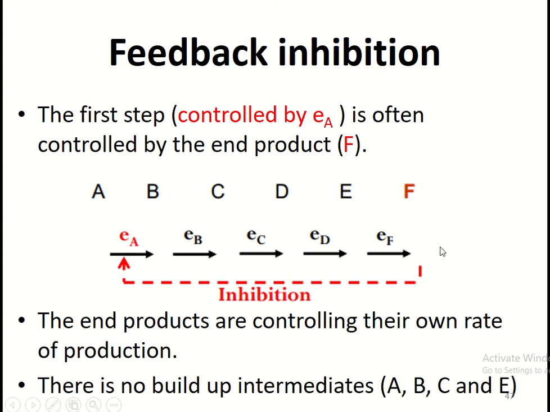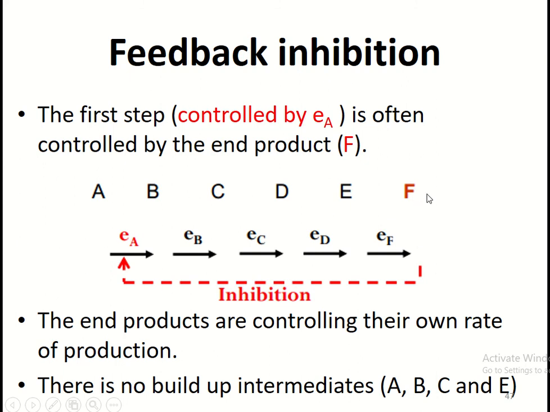Okay, and so on. And then last is that substrate E binds to enzyme F, thus producing product F. And the product of this reaction can become the inhibitor for this reaction itself.